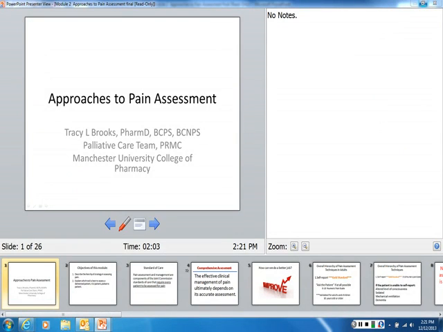We are developing a set of modules that can be applied mostly to palliative care patients, but the module today can be applied to any patient in the hospital. The title is called Approaches to Pain Assessment.